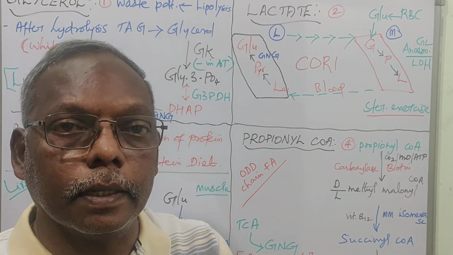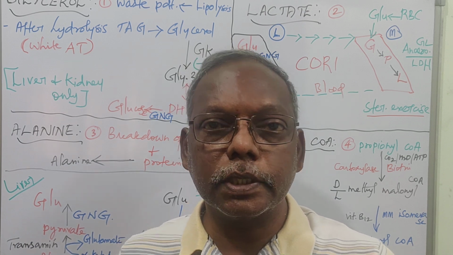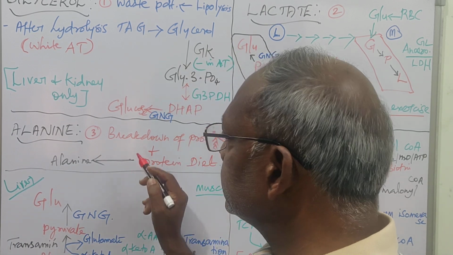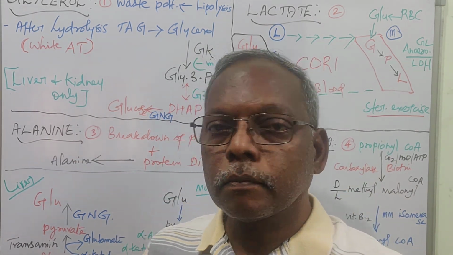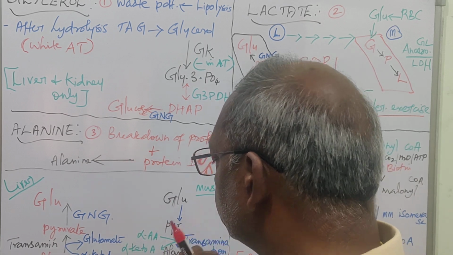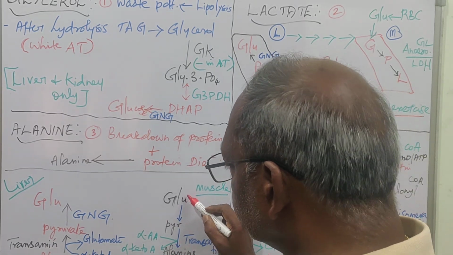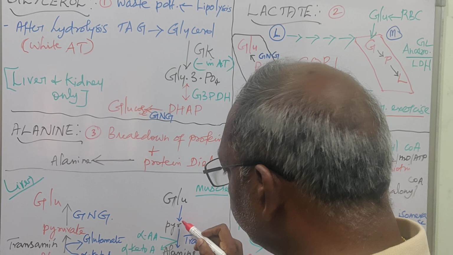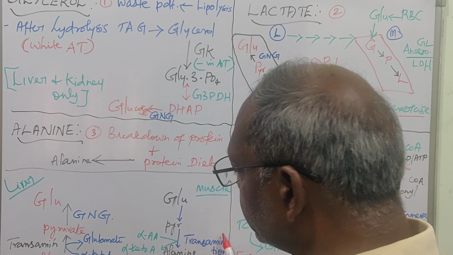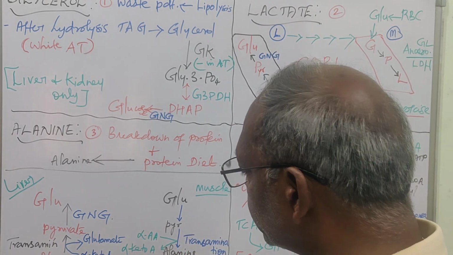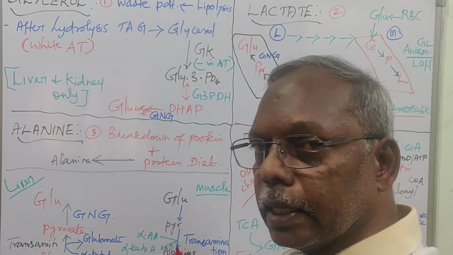Third one is alanine. There are so many glucogenic amino acids. Usually alanine will come for the gluconeogenic pathway in fasting or starvation situations. When will you get alanine? From breakdown of protein and dietary protein. This alanine is synthesized in muscle. The reaction name is transamination. See, in the muscle, glucose is converted into pyruvate. Pyruvate is again converted into alanine. How? An alpha amino acid goes for a transamination reaction and finally produces alpha keto acid and alanine. This is one transamination reaction that occurs in muscle and produces alanine.